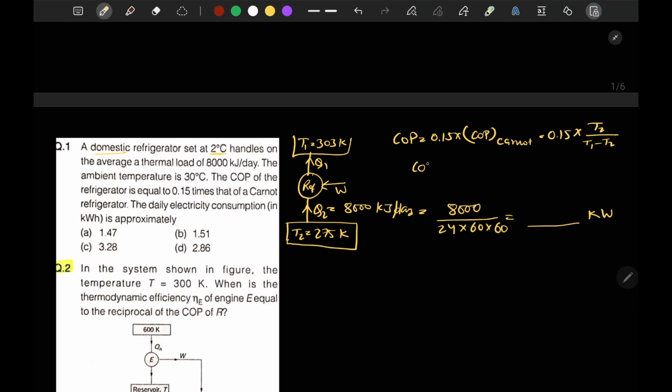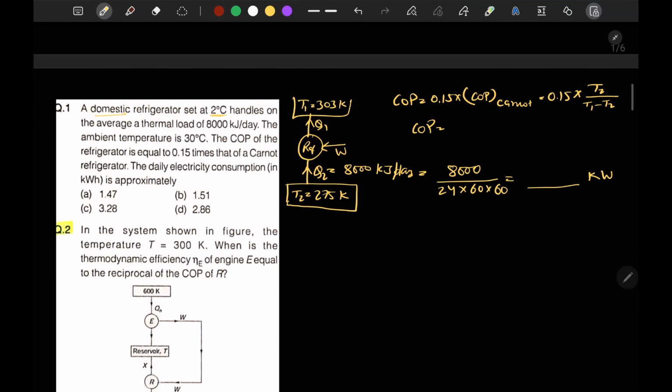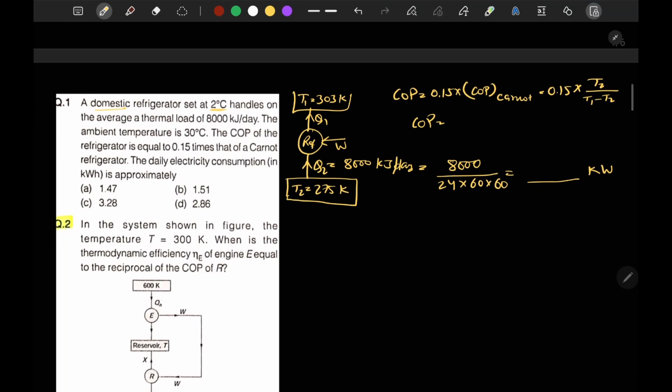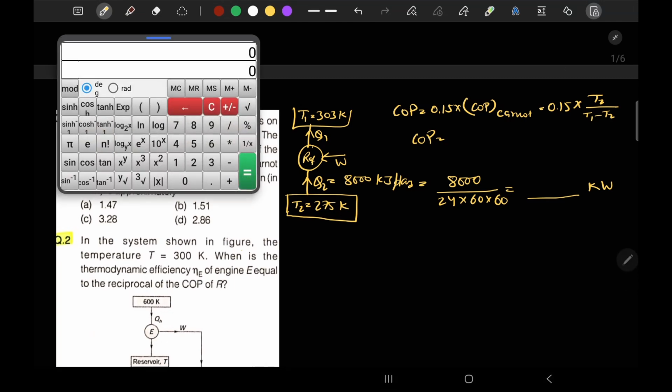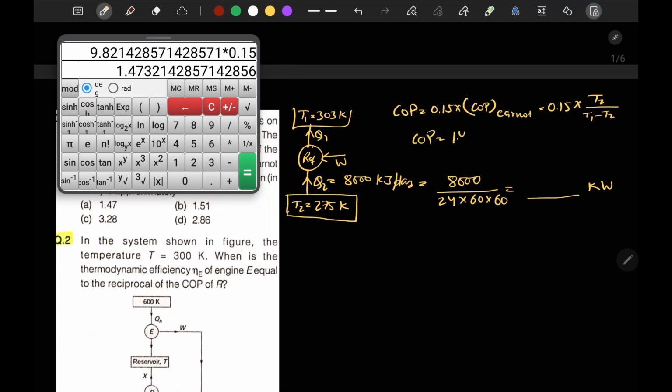From here we will get our COP after substituting the values of T2 and T1 minus T2. So let's calculate it, using the GATE calculator. Our value of T2 is 275 divided by T1 minus T2, T1 is 303 minus 275, and multiply by 0.15. So we get our COP equal to 1.473.